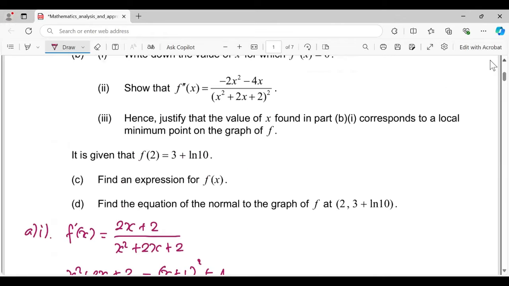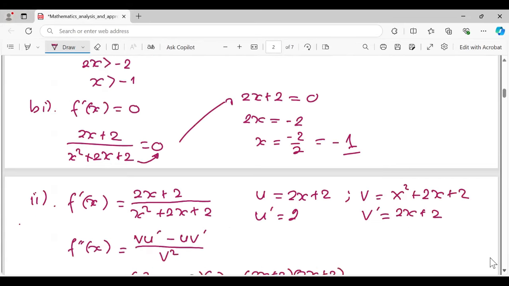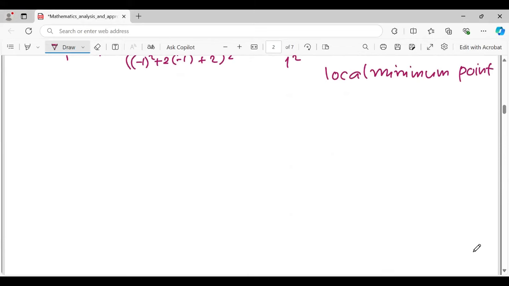What else? It is given that f(2) equals 3 plus ln 10. Find an expression for f(x). So let's see. The first derivative is (2x + 2) over (x squared + 2x + 2). This is the first derivative of f.